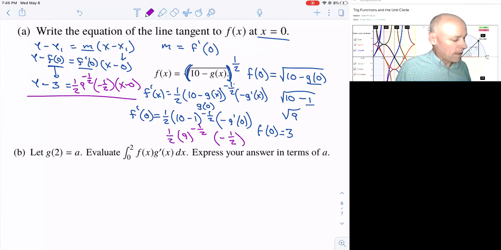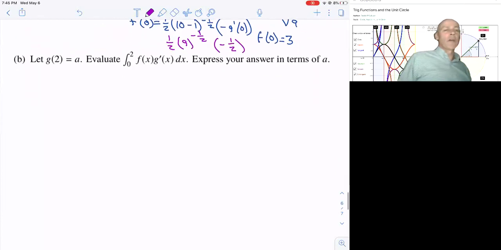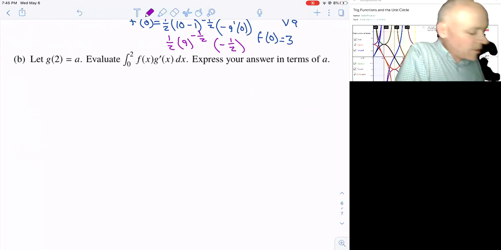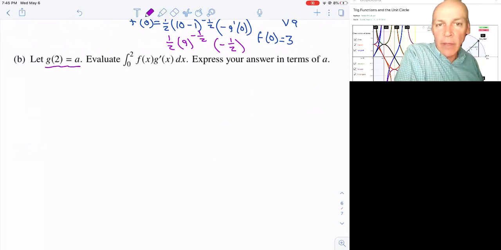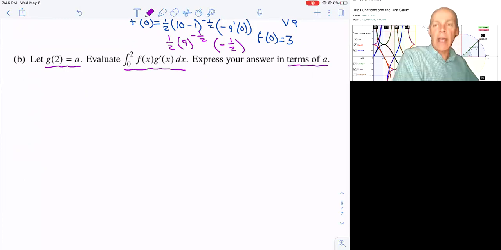Okay, awesome. Okay, part B. Part B is a little salty. It says let g at 2 equal a. All right, it's not too bad. And then it says evaluate this definite integral from 0 to 2 of f of x times g prime of x dx. Express your answer in terms of a. Okay, so our answer is still going to have a variable in it floating around as a. Okay, this one's a little salty.